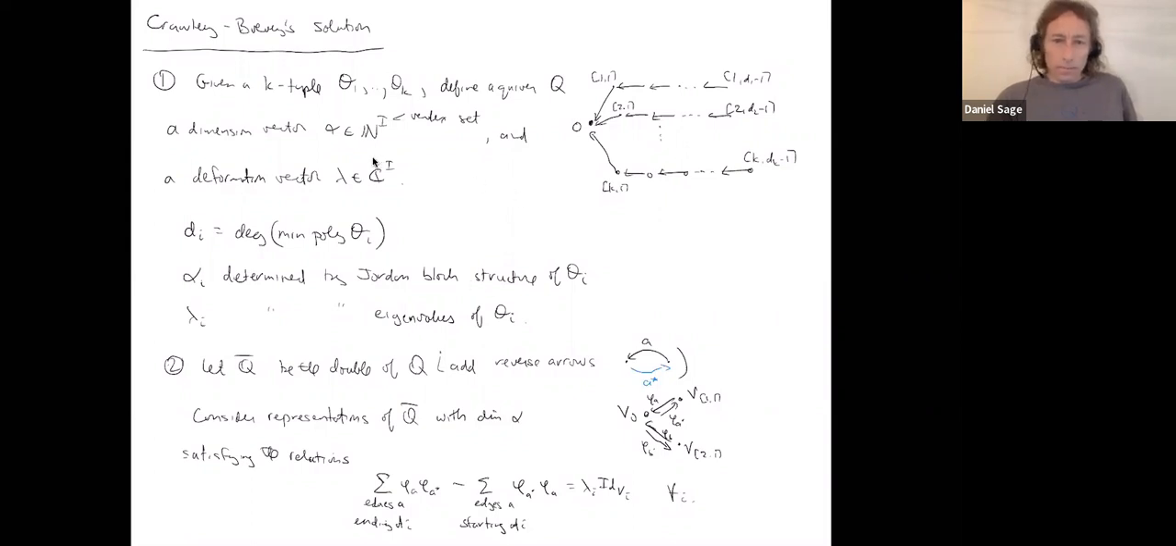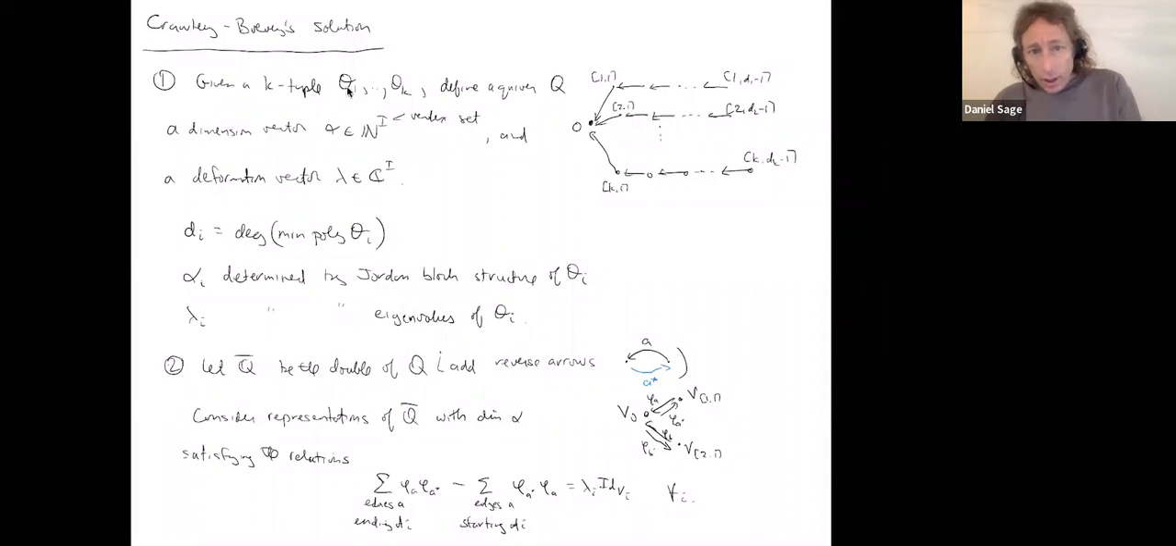A quiver is just a directed graph. Here's how you approach this problem. We start with a k-tuple of adjoint orbits, O1 through OK. We define a quiver. We need a quiver, and we need a dimension vector, which is an I-tuple of positive integers, where I is the vertex set of the quiver. I haven't explained that yet. And then a deformation vector, which is an I-tuple of complex numbers.